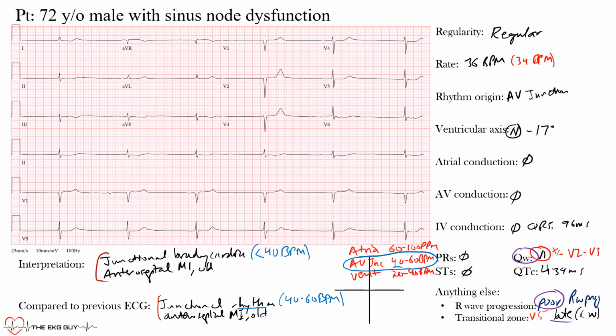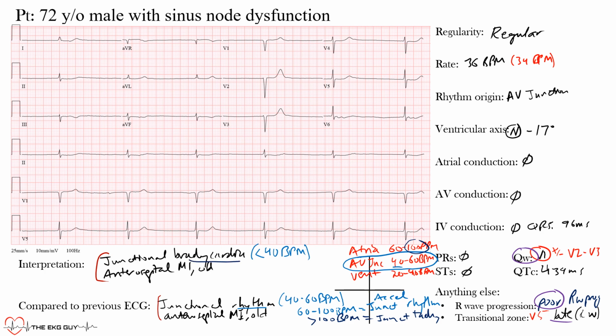Now, if the rate were between 60 and 100 beats per minute, this would equal an accelerated junctional rhythm. Okay, so pretty much an accelerated junctional rhythm between 60 and 100. Now, if it was over 100 beats per minute, just like any other, we call that a junctional tachycardia. Okay, so just like in the atria, over 100 is a tachycardic or fast rate. Same thing with these junctional rhythms. So a junctional rhythm less than 40 beats per minute, that's why we have this junctional bradycardia.